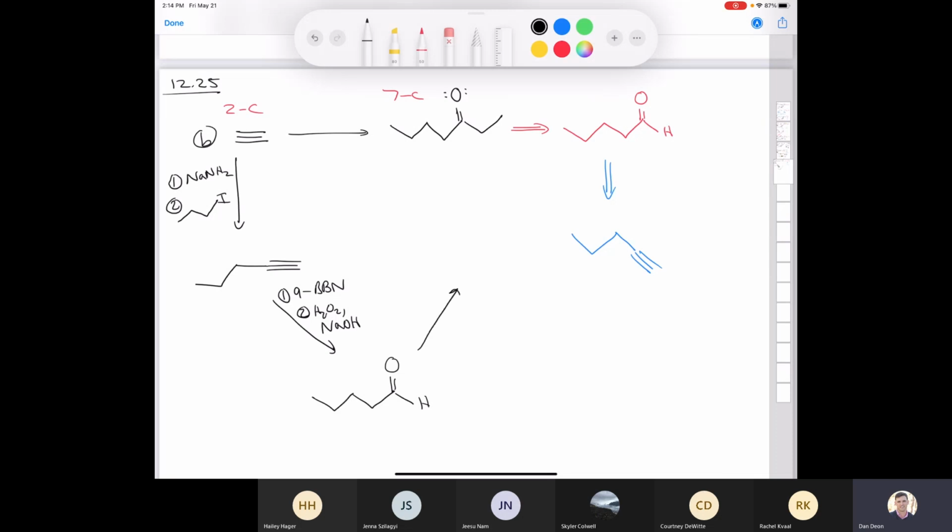Then from there, you can treat this with ethyl magnesium bromide, the Grignard, followed by water. That would give you the desired alcohol. So that would give you enough carbons, and you'd have this alcohol. And then you can just oxidize this with whatever you want. Let's choose Dess-Martin periodinane, which is usually done in dichloromethane. And there you go.